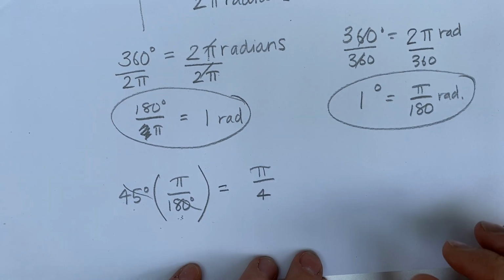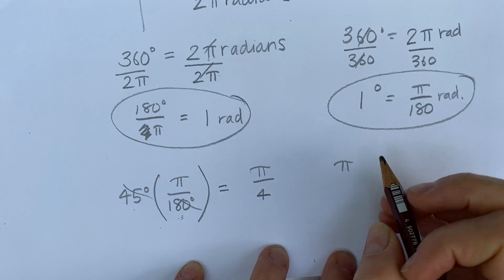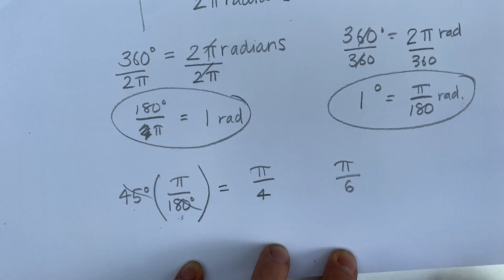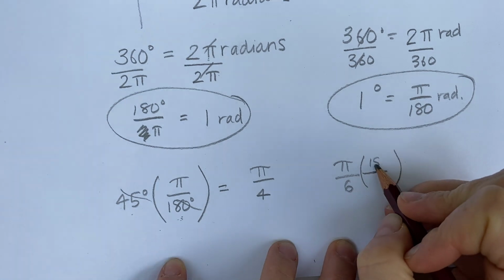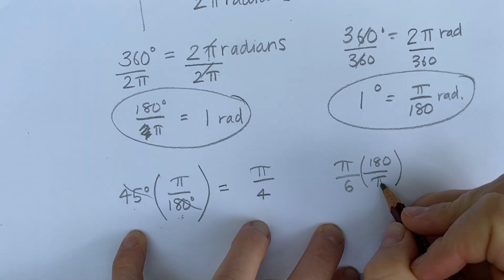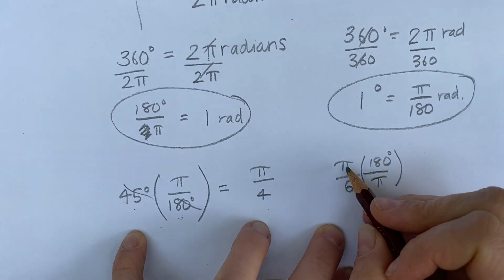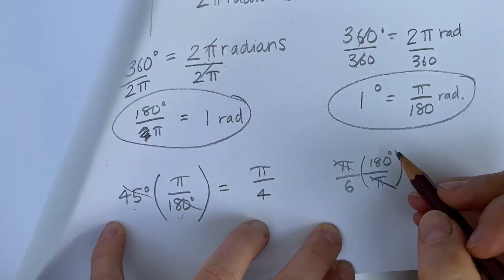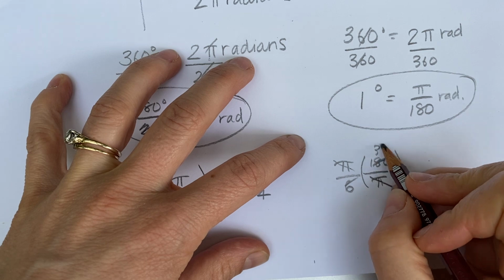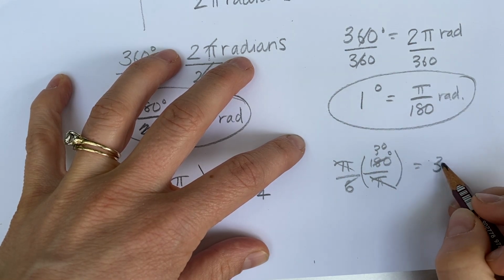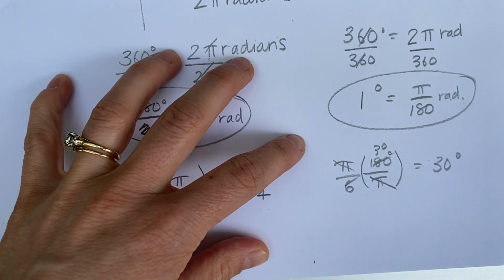If I want to go the other direction, say I want to find out how many degrees pi over 6 radians is, I'd multiply that by 180 over pi. Notice my pi's cancel out. 6 goes into 180 30 times, and my degree that I bring along with me is there, 30 degrees.